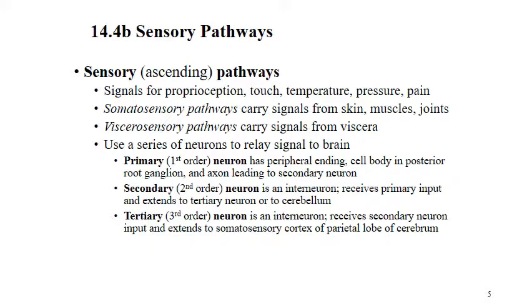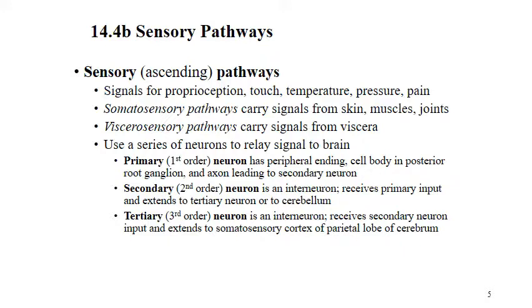Any sort of sensory pathway is going to have a series of neurons, right? That's going to relay that signal to the brain from the outside of the body or inside of the body. So there's the primary, or first order, neuron that has a peripheral ending. There's the cell body in the posterior root ganglion, and then an axon leading to a secondary neuron. And we're going to look at some specific pathways here in a minute.